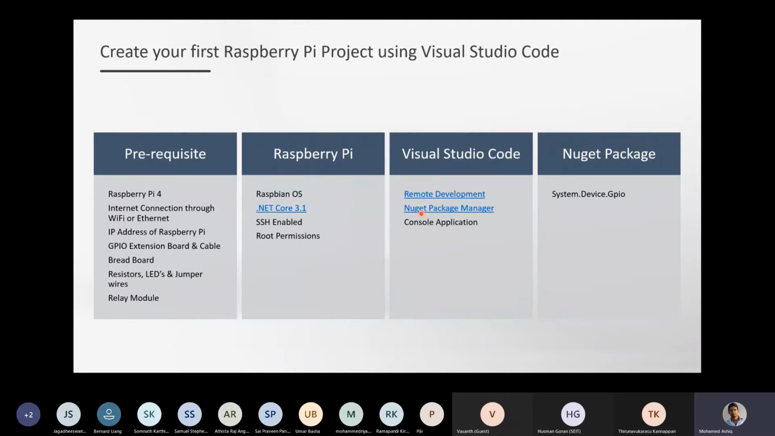And I've also installed another plugin called NuGet Package Manager, with which you'll be able to add packages, right? Reference it in your console application. And then the next one is the NuGet package which we'll be adding to our first project. This package is from Microsoft, which helps us to control the device's GPIO pins programmatically.